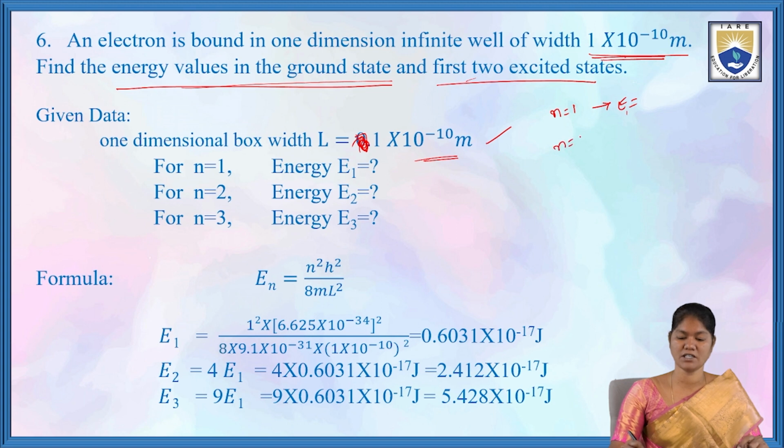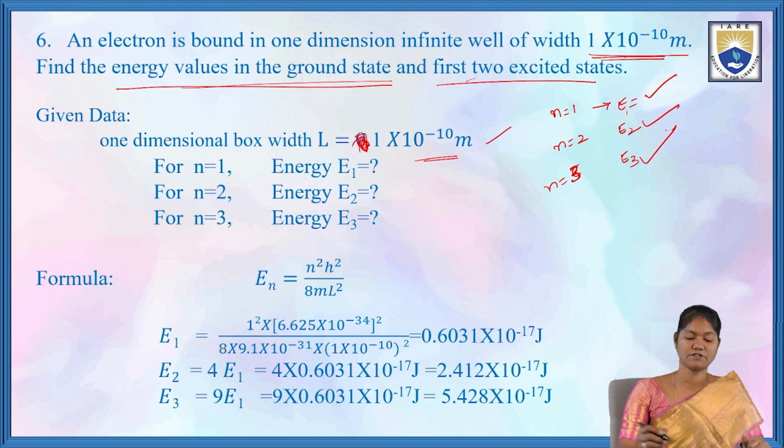Okay. If n is equal to 2, we will get the first excited state. n is equal to 3, second excited state. So we need to calculate the ground state energy, then the first two excited states. So that's why for n is equal to 1, we get E1. For n is equal to 2, energy E2. For n is equal to 3, energy E3. The formula I'm using is En equals n square h square by 8m L square.